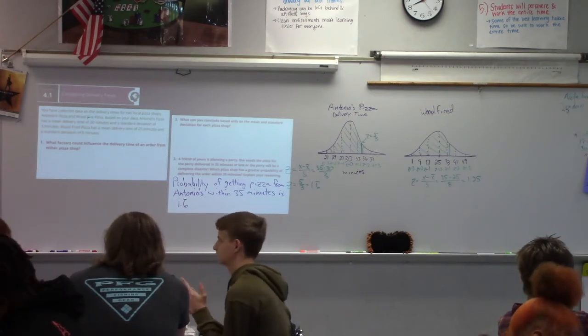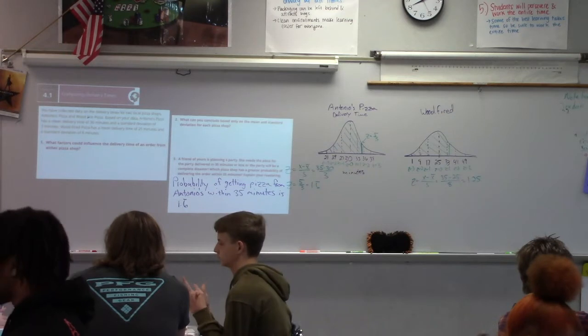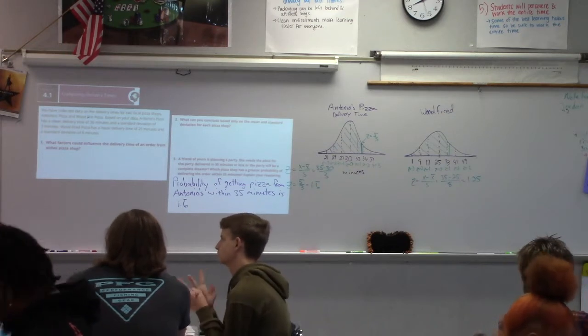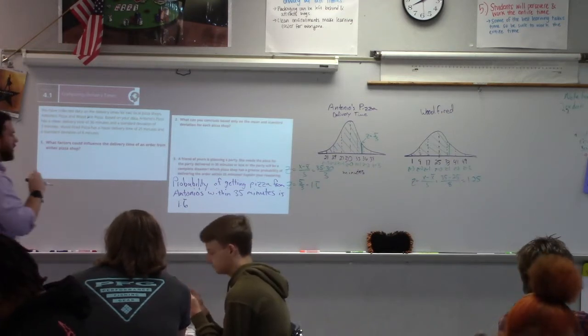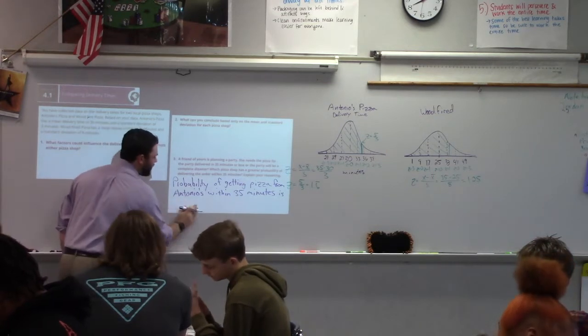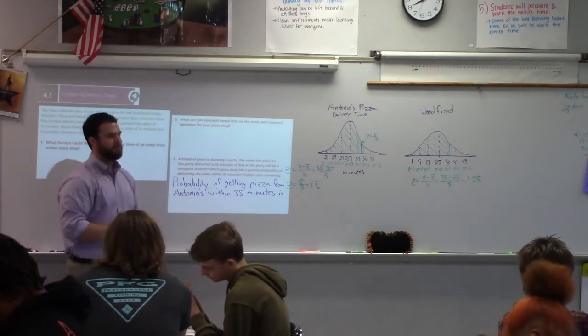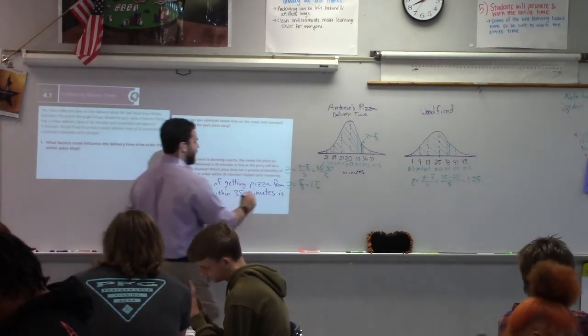Probability is between 0 and 1. If it's never going to happen, probability is 0. If it's definitely going to happen, it's a 1. Okay, so we need to use that z-score to get our probability. 0.9452.